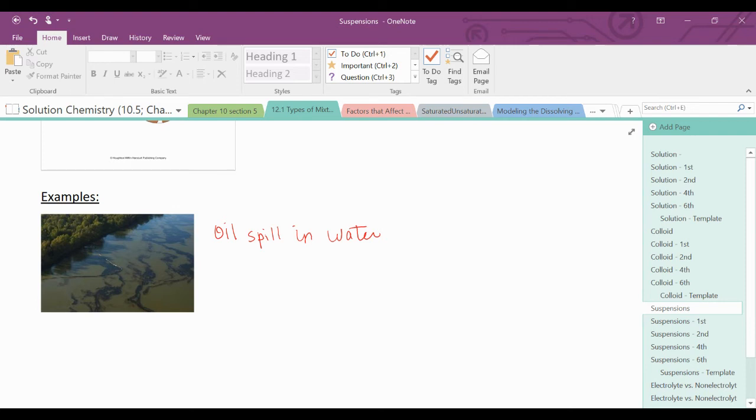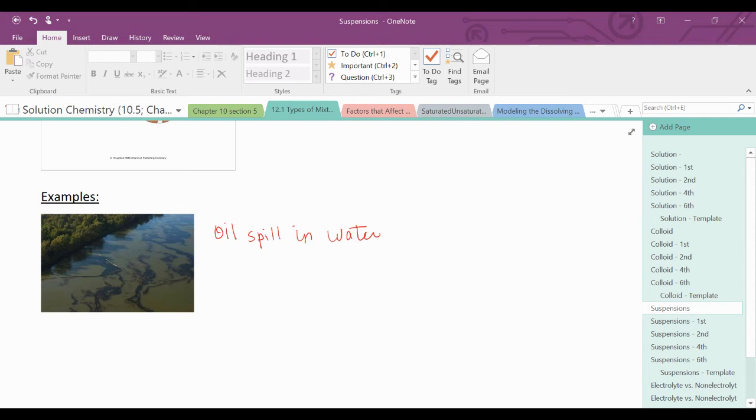And so we're going to spend some time in this chapter talking about why one substance will mix in water and why one substance will not. So we're going to loop it back around to this oil spill in water once again when we talk about how the dissolving process works.